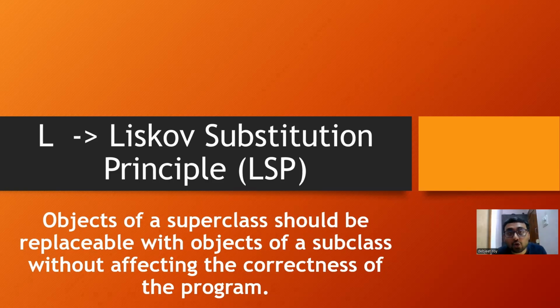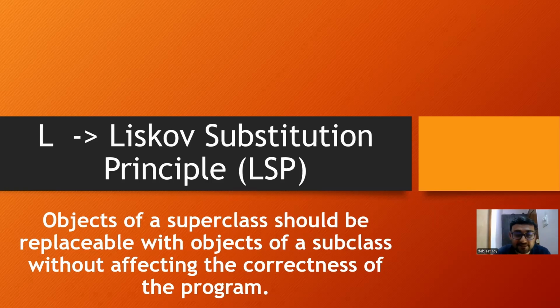Whatever the flow of execution was, it will maintain that flow, but you can exchange the subclass with the superclass properties. Let's suppose there is a superclass, which is the parent class, and then there is a child class which extends the property of that superclass. Then your program should run properly if we are replacing the subclass property with the superclass property. It should not break the current state of execution flow. That is basically the Liskov substitution principle.